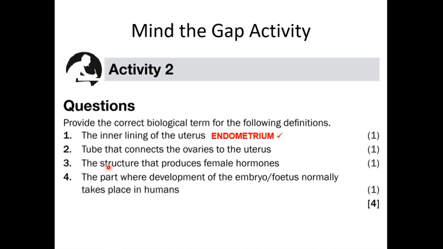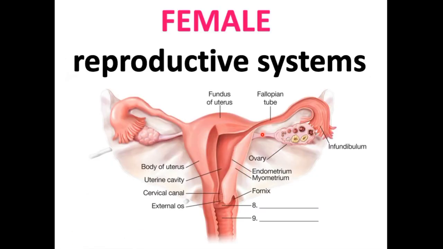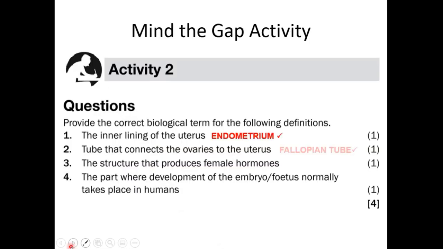Number 2 is the tube that connects the ovaries to the uterus. Let's just see what that tube looks like. Just go back for me. Here we go. So the tube that connects the ovaries, which is here, to the uterus, which is there, and we're looking at this tube over here. So that would be the fallopian tube, right? And number 3 is the structure that produces the female hormones. That would be an easy one. That is the ovary, or the ovaries. If you wrote ovaries plural, that's fine.